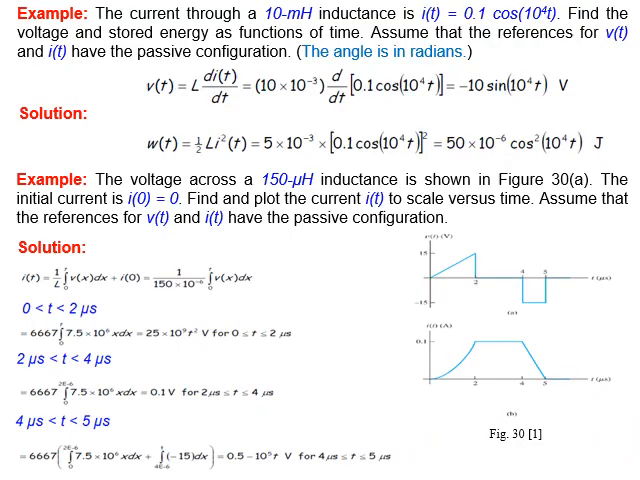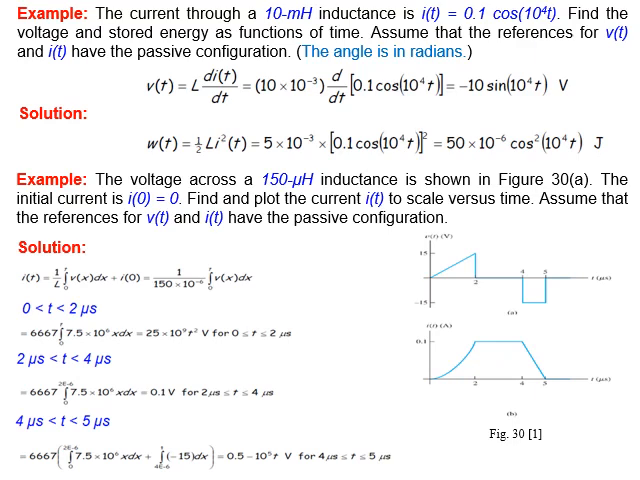Let's take an example. The current through a 10 millihenry inductance is 0.1 cosine 10 to the power 4t. Find the voltage and the stored energy as a function of time. Assume the references for v(t) and i(t) have passive configuration. Angle in radians. Have a look.